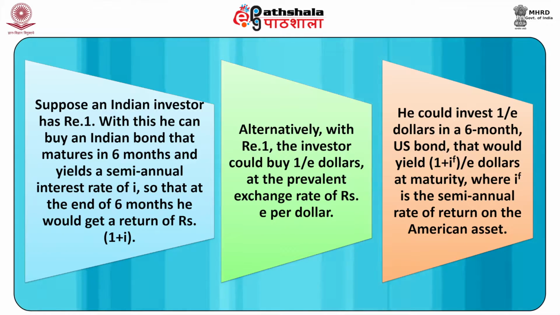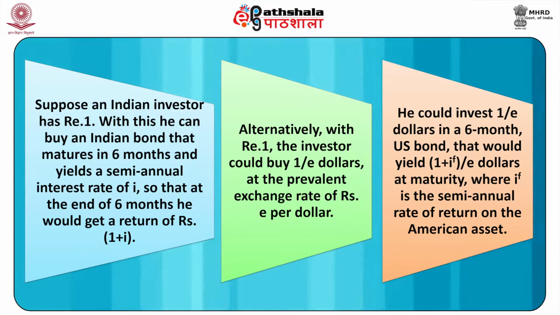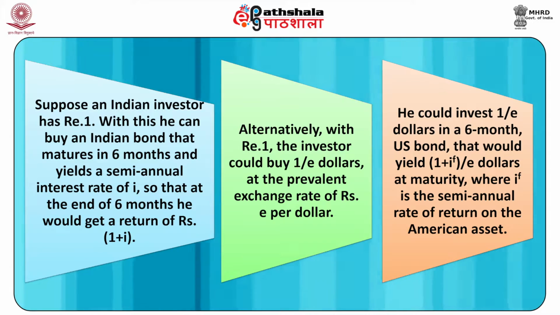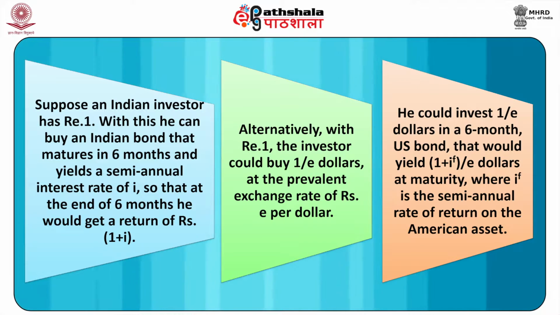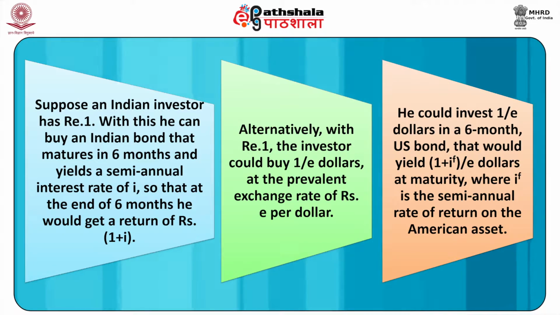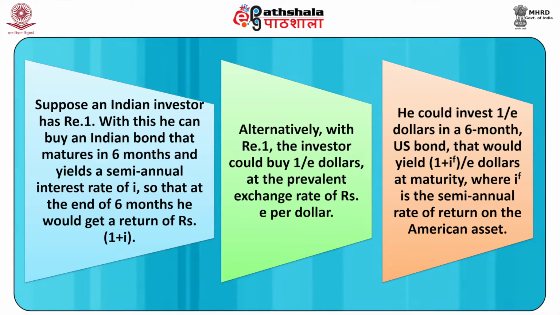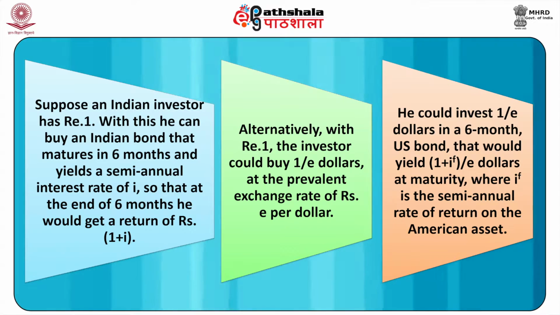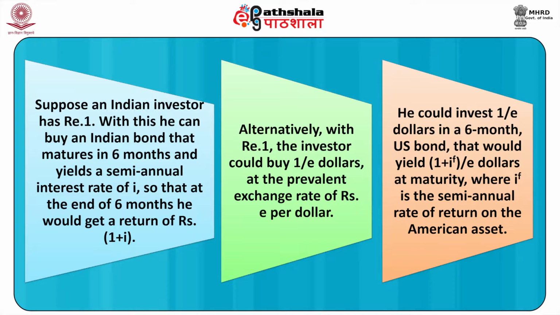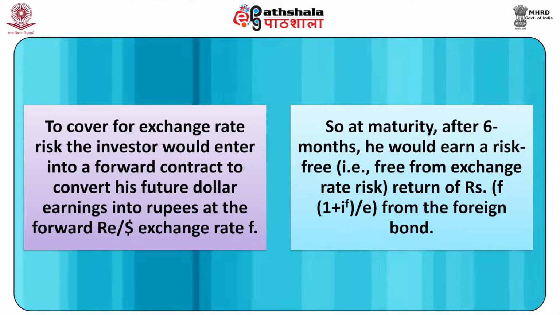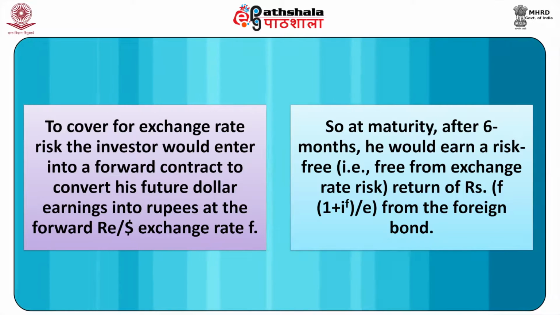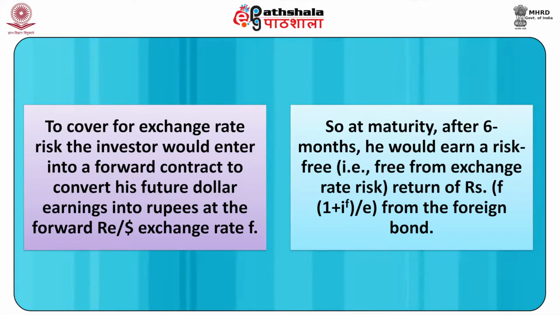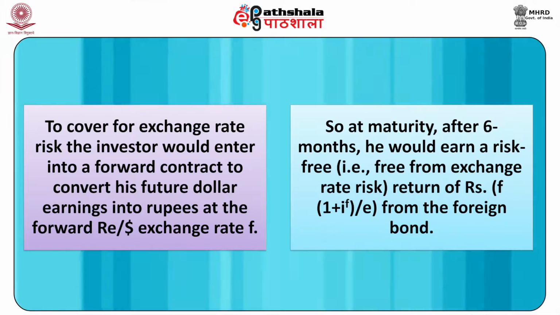Alternatively, with 1 rupee, the investor could buy 1/E dollar. At the prevalent exchange rate of rupees E per dollar, he could invest 1/E dollar in a 6-month US bond that would yield (1 plus i^f)/E dollars at maturity, where i^f is the semi-annual rate of return on the American asset. To cover for exchange rate risk, the investor would enter into a forward contract to convert his future dollar earnings into rupees at the forward rupee per dollar exchange rate F.